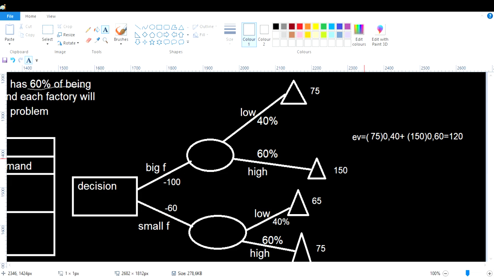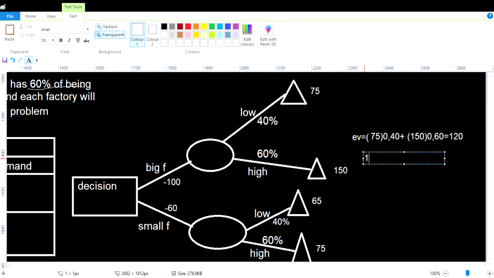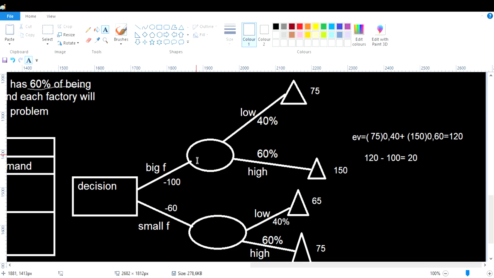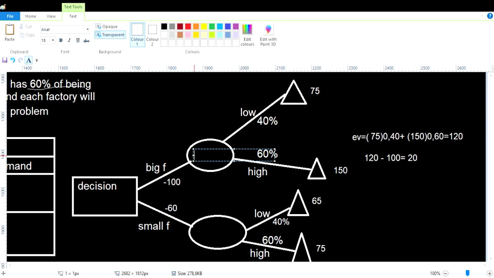We have to minus the cost of the building, so it's 120 minus 100. The answer is equal to 20. So the expected value here is equal to 20.